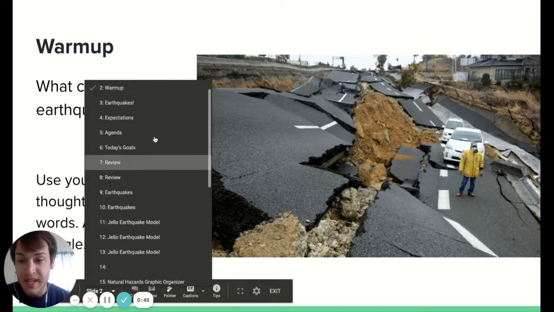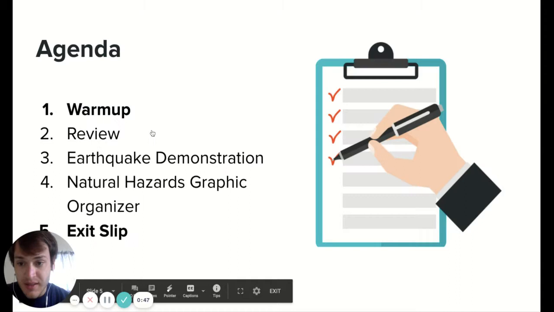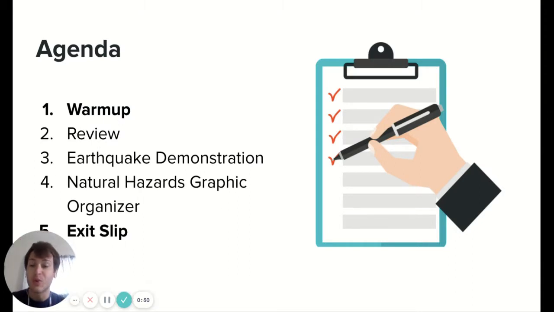So today's agenda. We started with the warm-up. Then we did a really quick review. After that, we watched an earthquake demonstration. Then we filled out the natural hazards graphic organizer. And lastly, we did our exit slip.